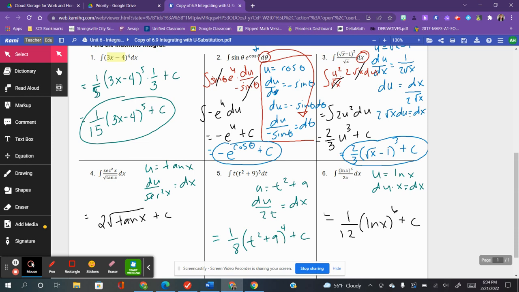4, 5, and 6 were leveled up, right? Those were not linear functions on the inside. So I went ahead and wrote out for you what the inside function was, and then what dx was isolated. And so you would go ahead and do that replacement. Your final answer for 4 is 2 square root of tangent of x plus c. 5 is 1/8 quantity of t squared plus 9 to the 4th plus c. And 6 is 1/12 times the natural log of x to the 6th plus c. Again, if you need to see those worked out, you can go check out my answer key.